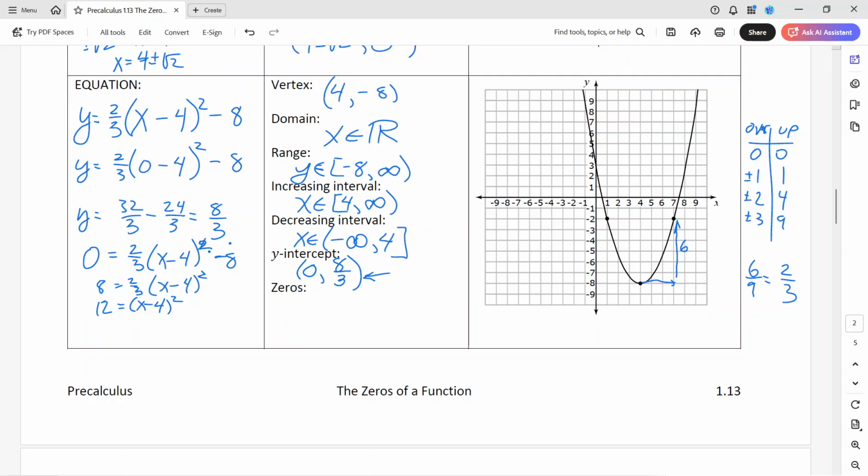Then I take the square root. I'm going to go ahead and simplify. 12 is 4 times 3, so the square root of 12 is 2 square root 3. And then I'm going to add the 4 to the other side, and I'll have x is equal to 4 plus or minus the square root of 3. So again, I'm going to say that there's 2 points, 4 plus the square root of 3, or 4 minus the square root of 3, create an output of 0.